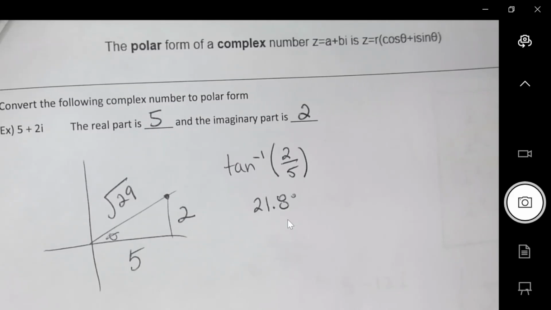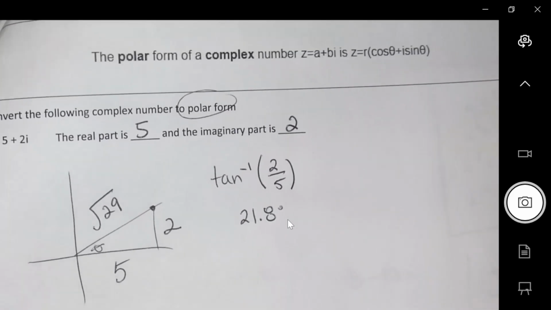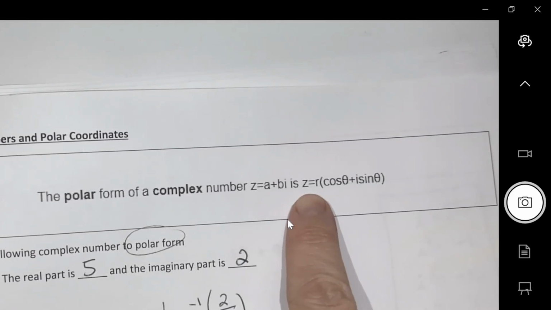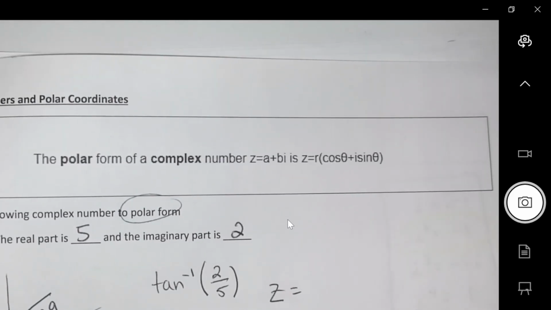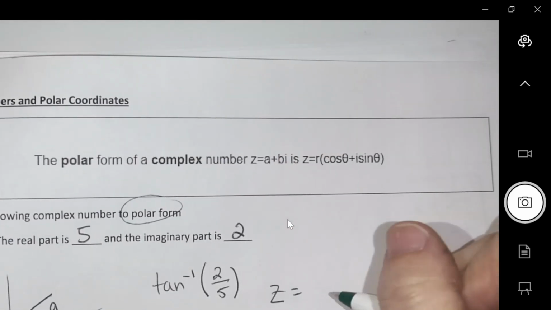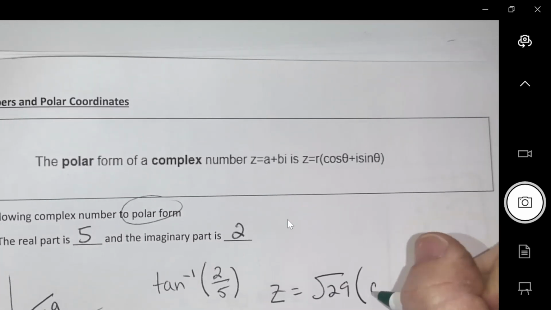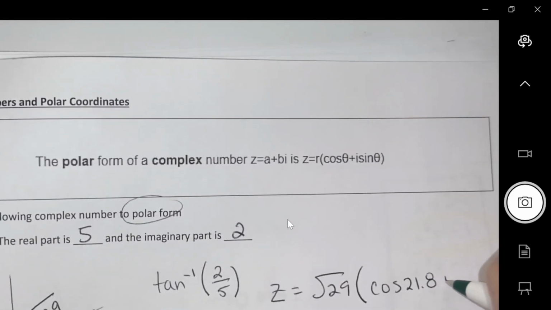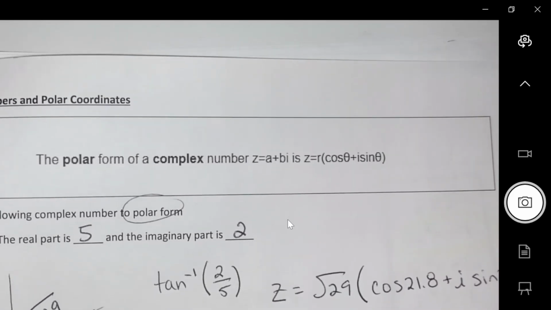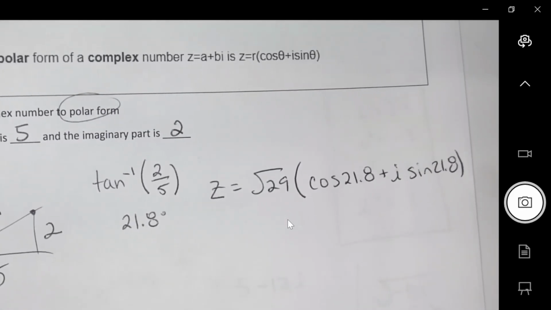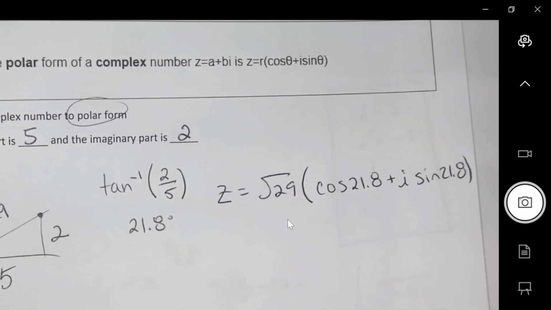So it says to convert to a polar coordinate. So it wants it in this form. So this is the form it wants it in. So we're going to write that. So z equals, so the r was root 29, cos 21.8 plus i sine 21.8. Okay, so it's exactly what we just did before, except it just says write it in this form.